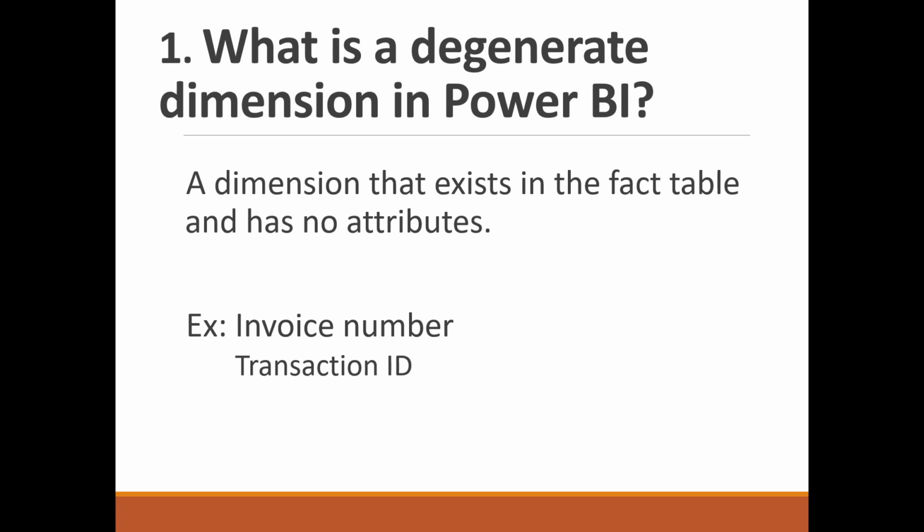What is a degenerate dimension in Power BI? Most people never hear this term, but it's actually simple. A degenerate dimension is a dimension that lives inside your fact table, like invoice number or transaction ID. You don't create a separate table for this, but you still use it in your visuals. It has no descriptive attributes, so it doesn't become a full blown dimension.